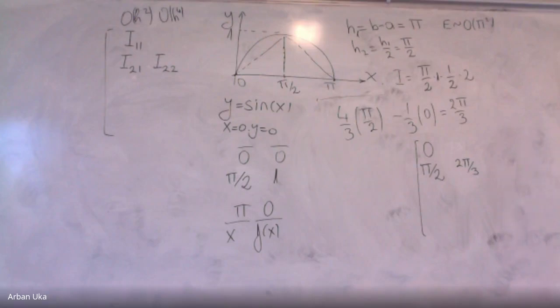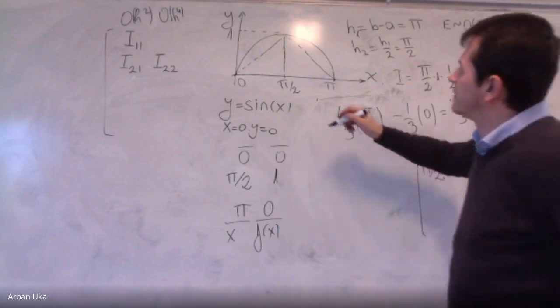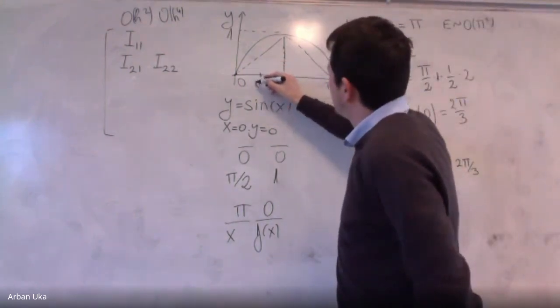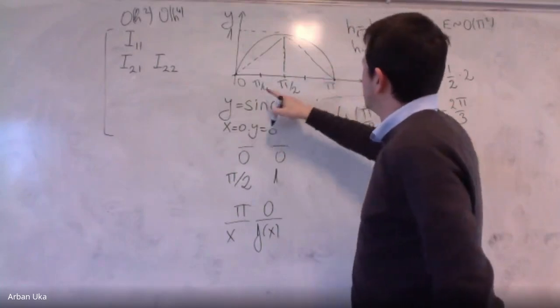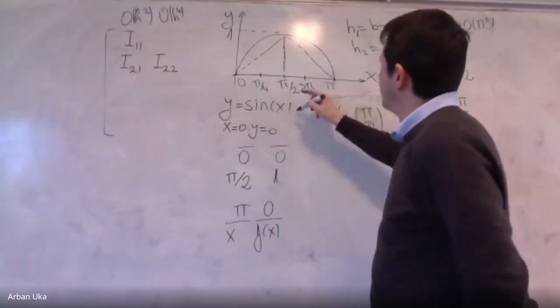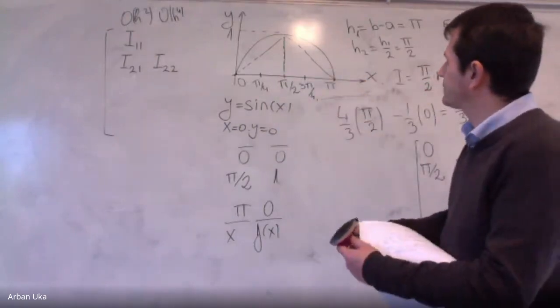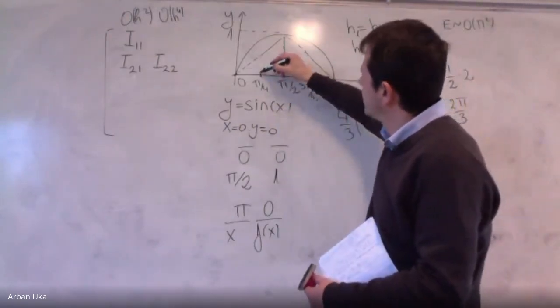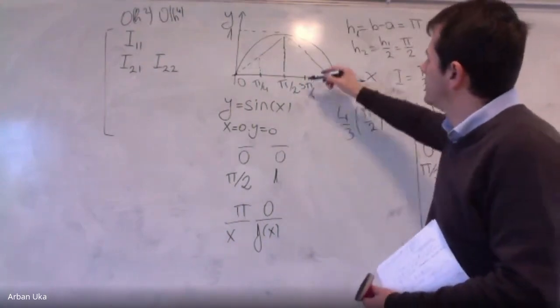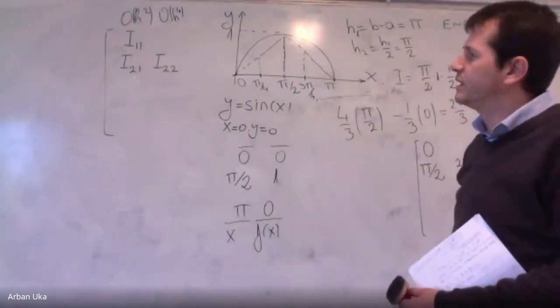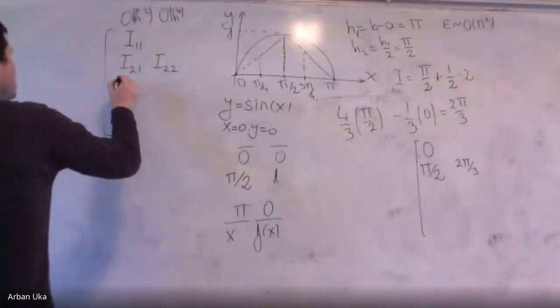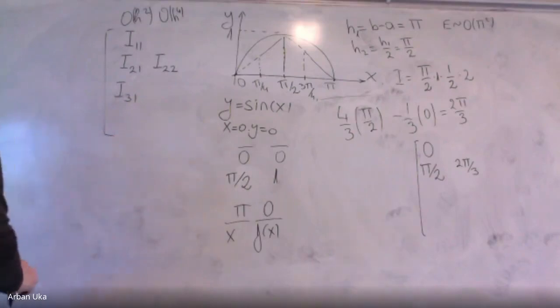Now, what we can try next is to divide the interval a little further. Dividing the interval a little further means this. We find here pi over 4 and here 3 pi over 4. Would you agree? So we're just separating this a little more, and then we need to find the area. And this is going to be I31. The 3 stands for the number of segments.